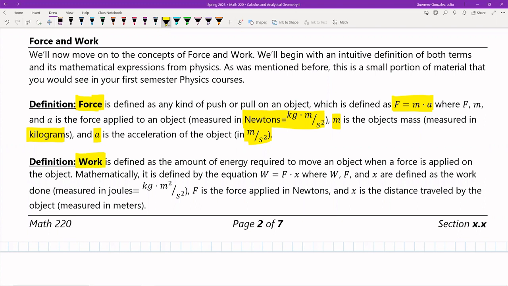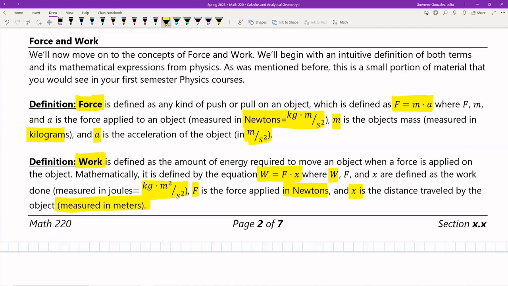Work is defined as the amount of energy required to move an object when a force is applied to it. The most basic version of the work equation is this right here. Work is equal to some force times some distance. So work is measured in joules. Force we know is measured in newtons. And x, that very last x in the equation for work, is measured in meters.